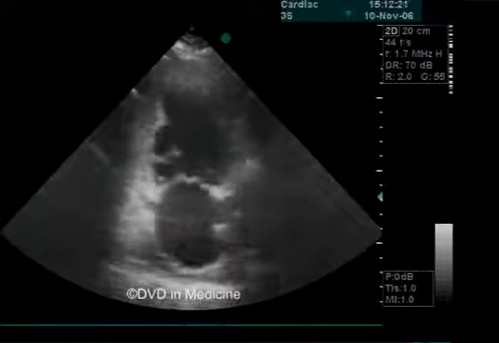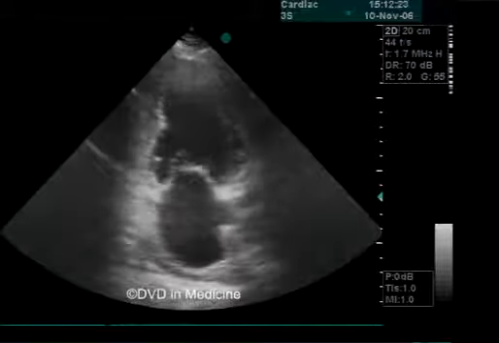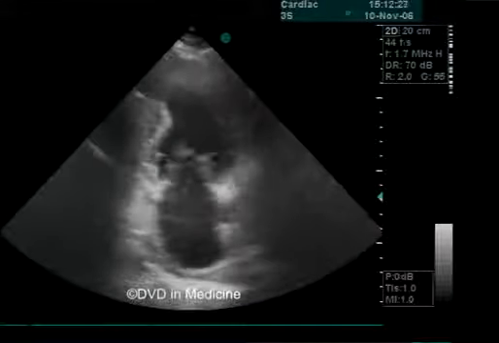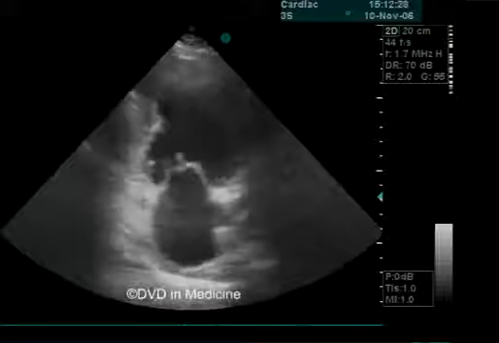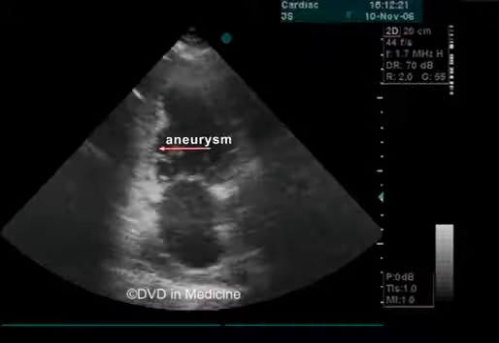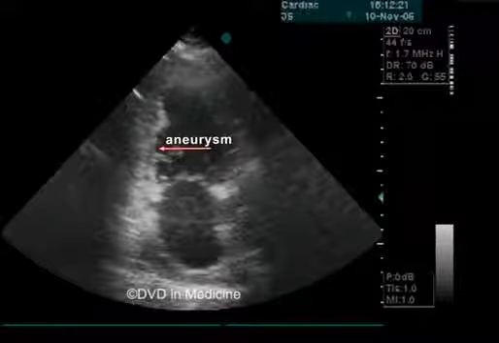In this image, one should observe the contractility of the true anterior and inferior left ventricular walls. This two-chamber view was taken from a post-myocardial infarction patient and demonstrates an aneurysm in the basal inferior wall.